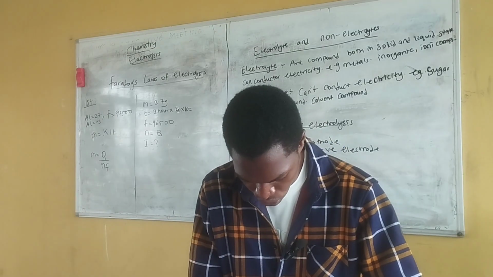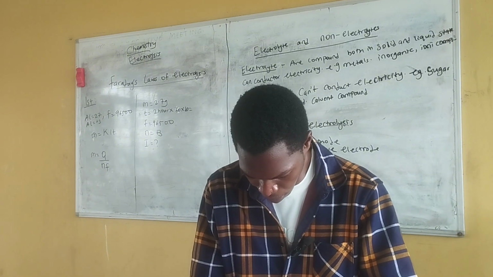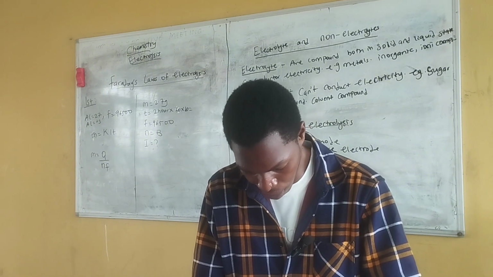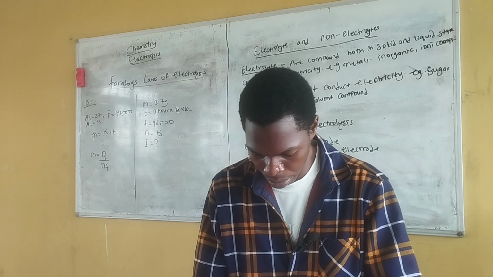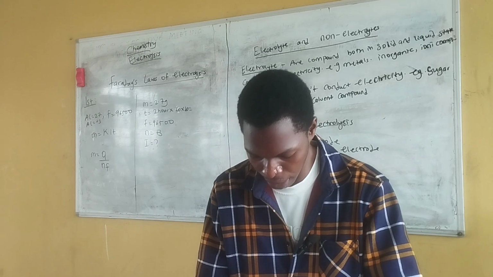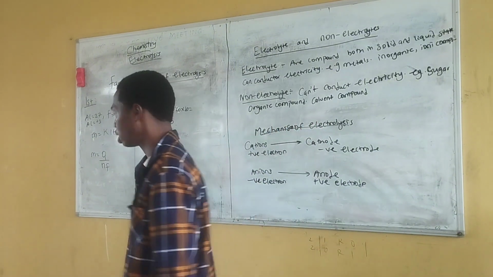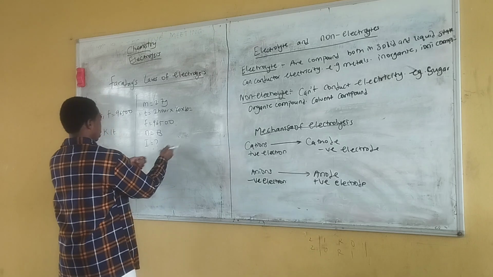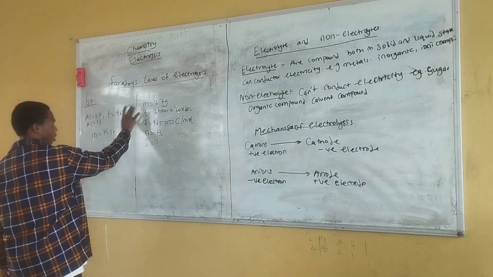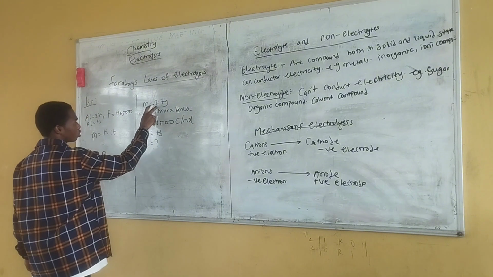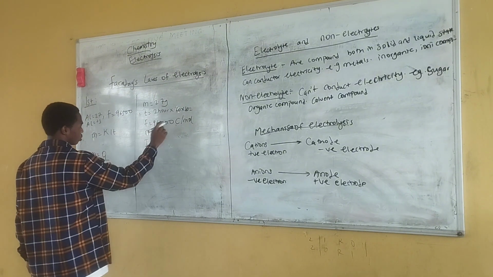Question number 1 under this first law. What current in ampere will deposit 2.7 grams of aluminium in 2 hours? Remember, aluminium is equal to 27 and F, that is Faraday, is equal to 96500 C per mole. So we have our parameters: M is equal to 2.7 grams. T is the time, which is 2 hours. Convert these 2 hours to seconds, please.